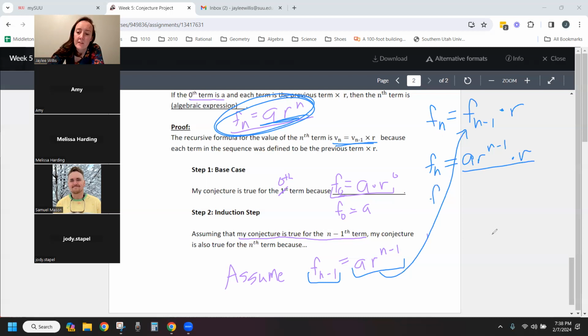Okay, yep. You could say r equals r to the first power. So we could rewrite it like that. And then how do we get that to look like r to the n? Yep.